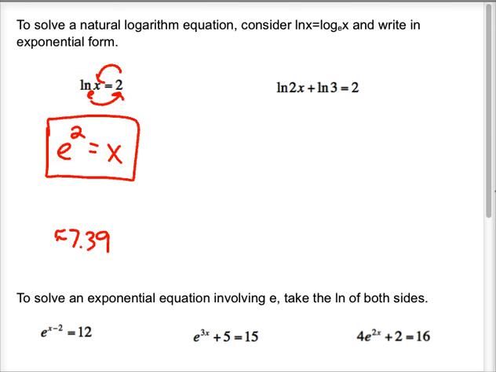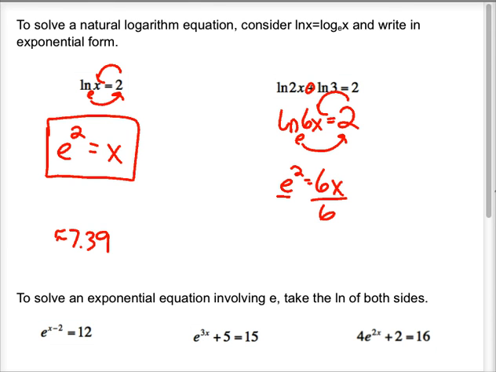For our next one, we can simplify this first. Remember when we're solving these, if you can condense, you have to. And recall, addition turns into multiplication. So that turns into the natural log of 6x equals 2. Now I'm ready to use Mr. Loopy in order to solve this. e squared equals 6x. So if I want x by itself, that means I have to divide both sides by 6. So x is going to be e squared divided by 6.